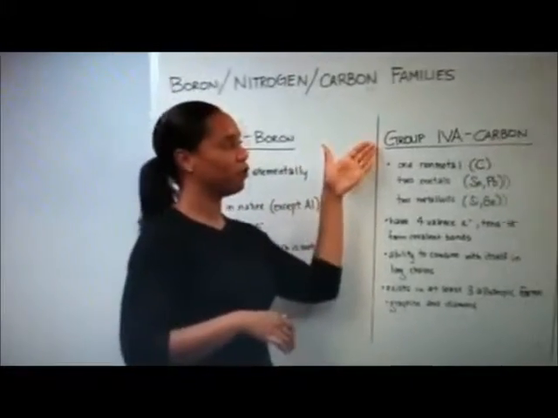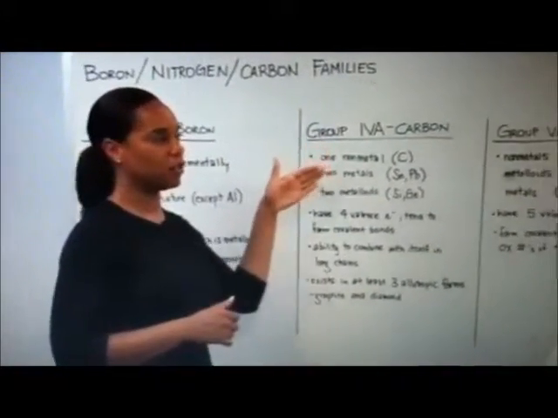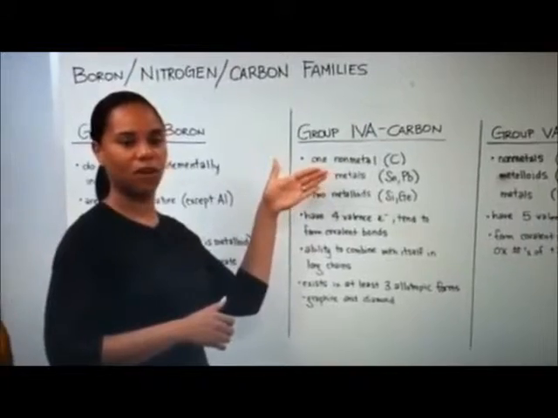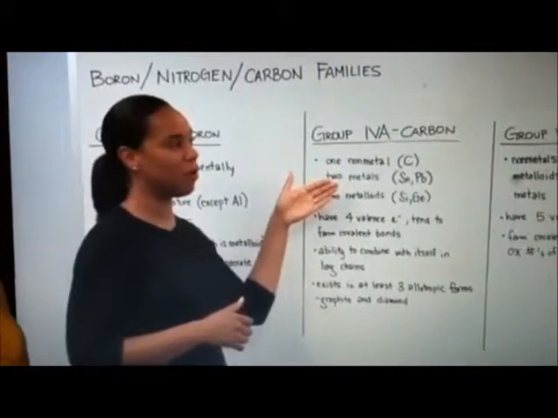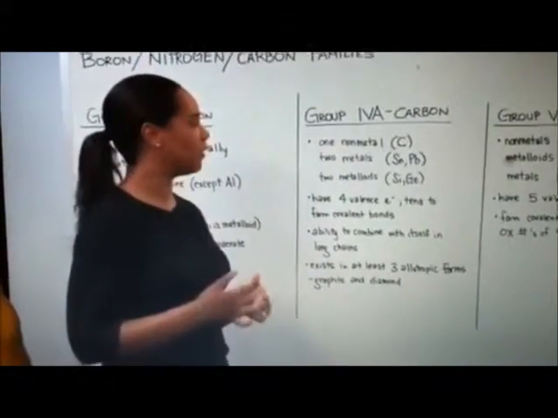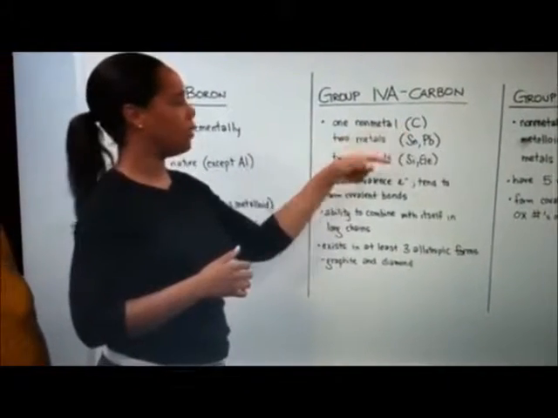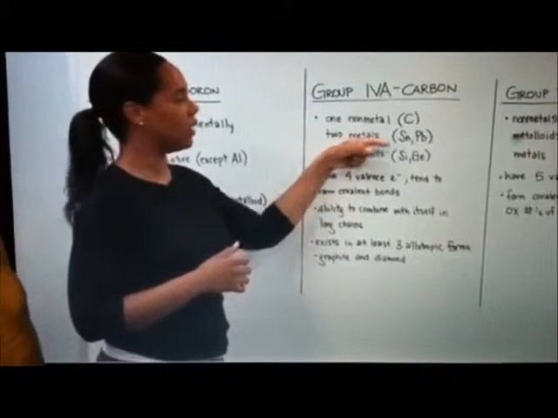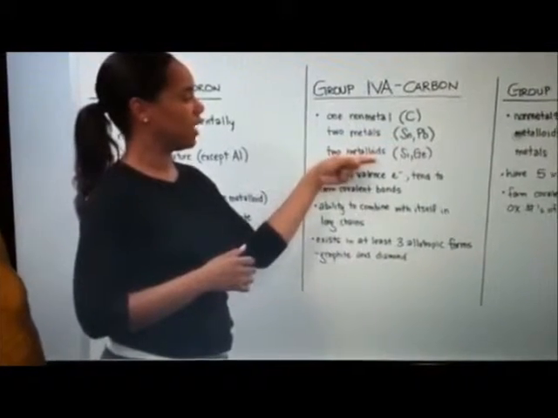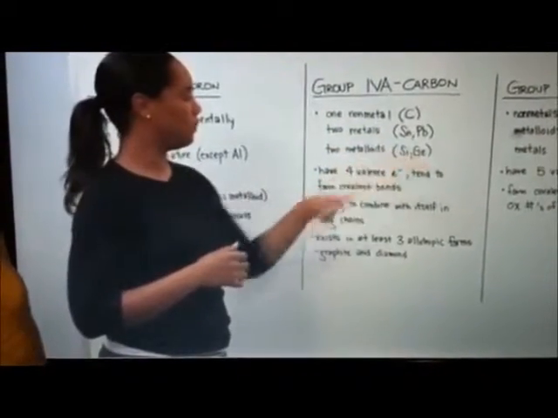Let's now talk about group 4A, which is the carbon family, which is quite possibly one of the most important elements represented on the periodic table, as carbon is the stuff of life. So in the carbon family, you've got one nonmetal, which is carbon. You've got two metals, tin and lead, and two metalloids, silicon and germanium.